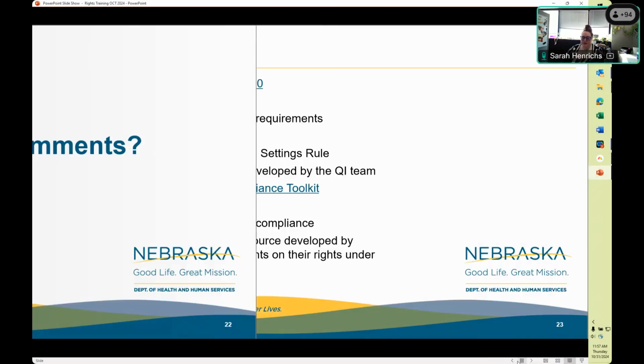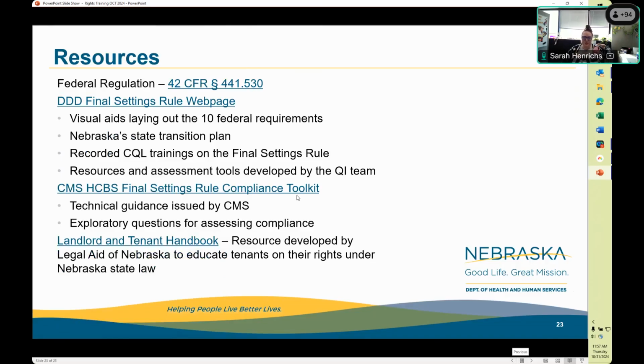So I'll come back and answer questions for the last 3 minutes, but I just want to show the resources. Here's the link to the federal regulation. Here's a link to our final settings rule webpage. It has a cool poster illustration that lays out the final settings rule that you can share with folks. It has our state transition plan. It's a super boring read, but it's there if anybody's interested. There are also some recorded CQL trainings on the final settings rule that are really great that you can take advantage of yourself or share with providers, with families who maybe don't understand it.